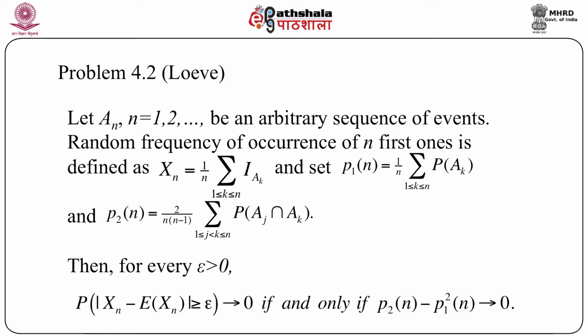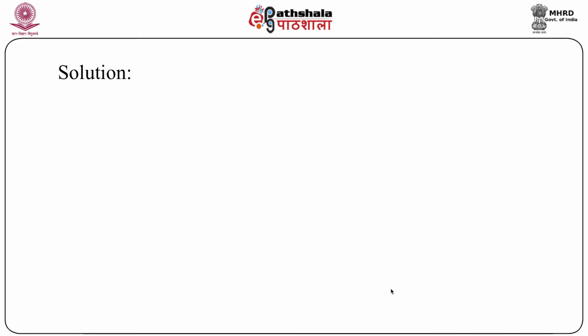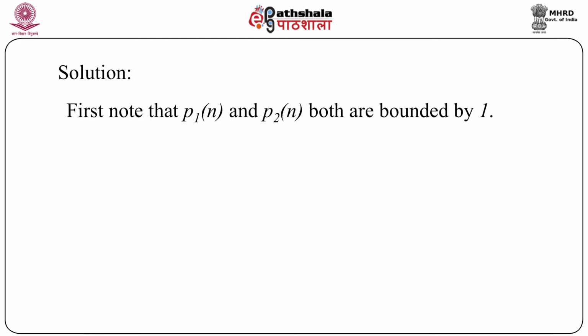Again, the proof is extremely simple. But before going to the proof, I would like to point out one very important thing: this sequence of events, this arbitrary sequence of events, we can think of as independent events. In that case, it has a direct analogy with the Bernoulli trials, but it is not necessary to consider that the sequence of events are independent. It can be any arbitrary sequence of events. Even then, this result holds true. Let us see the solution.